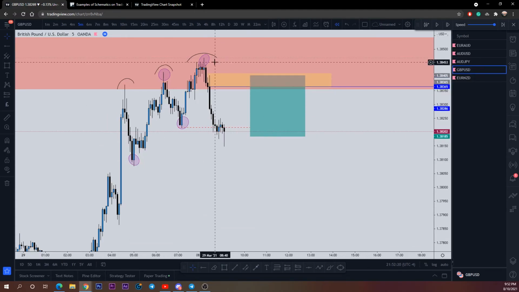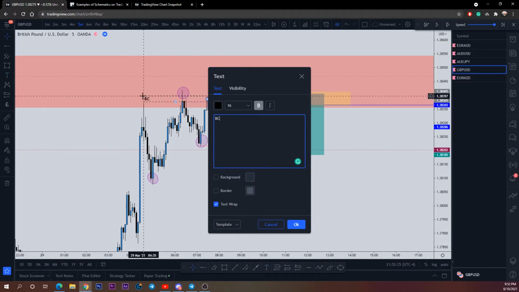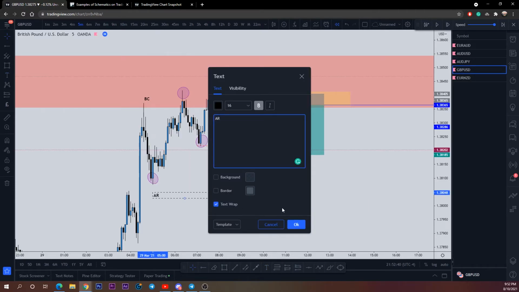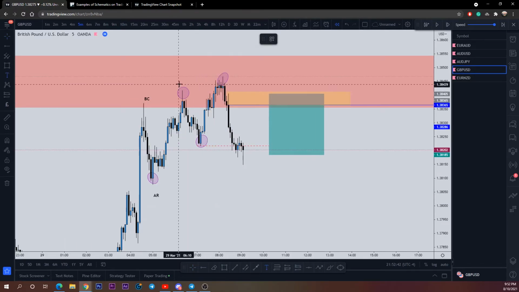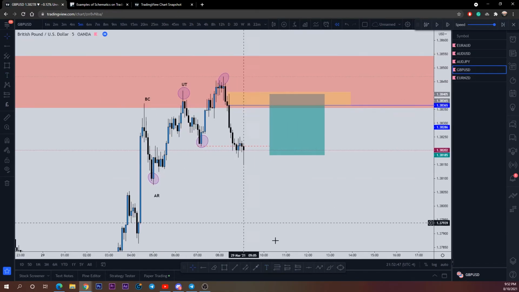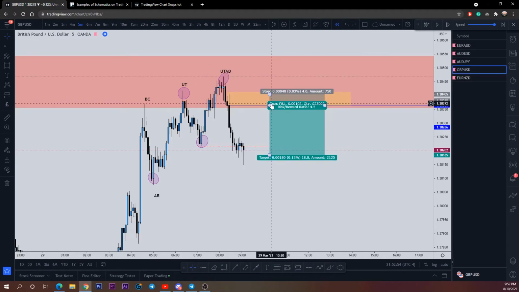So now this right here is known as a distribution. If I draw this out, we're going to have this. We have buying climax, automatic rally, up thrust, and then we have our UTAD. Now we're about to create our test.